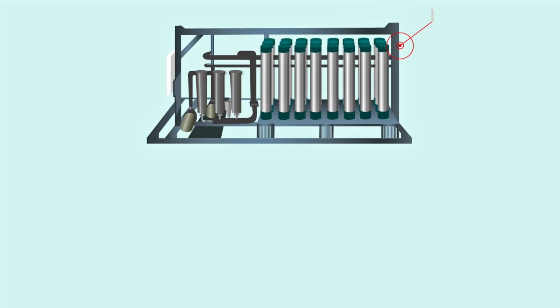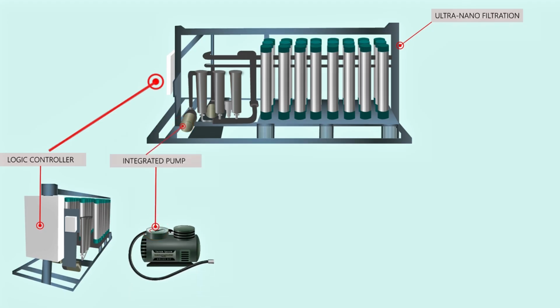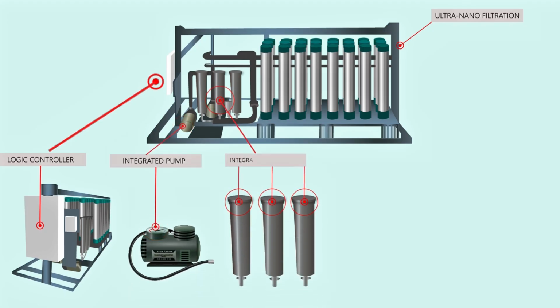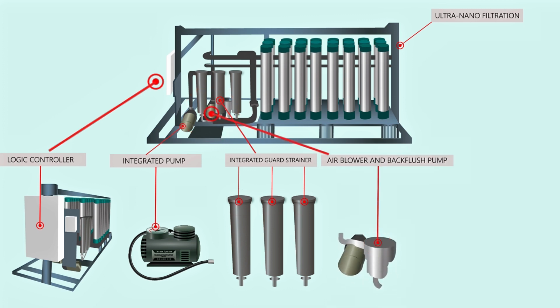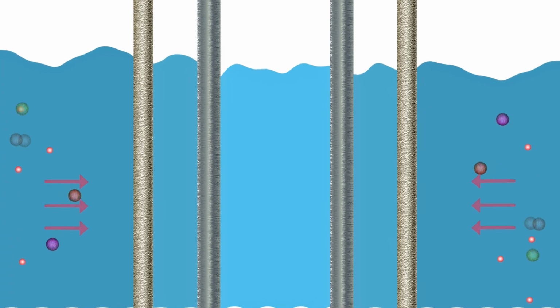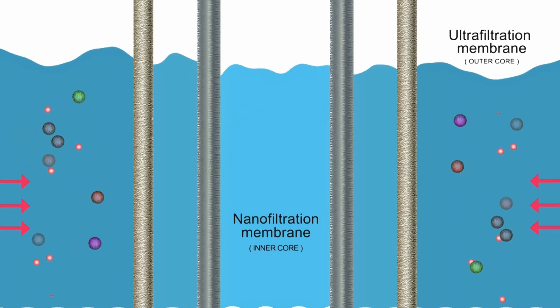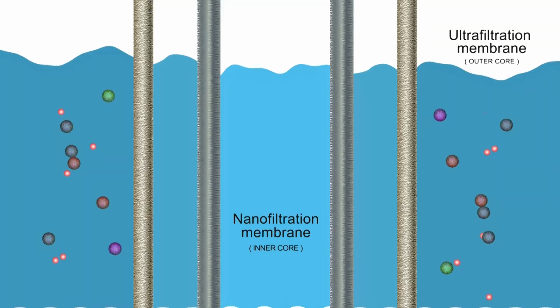Then the process of ultra-nanofiltration begins. The system consists of a logic controller, an integrated pump, guard strainer, an air blower, backflush pump, and an ultra-nano membrane. As water enters the ultra-nanofiltration system, it passes through a pair of pre-treatment guard strainers to remove sharp objects.